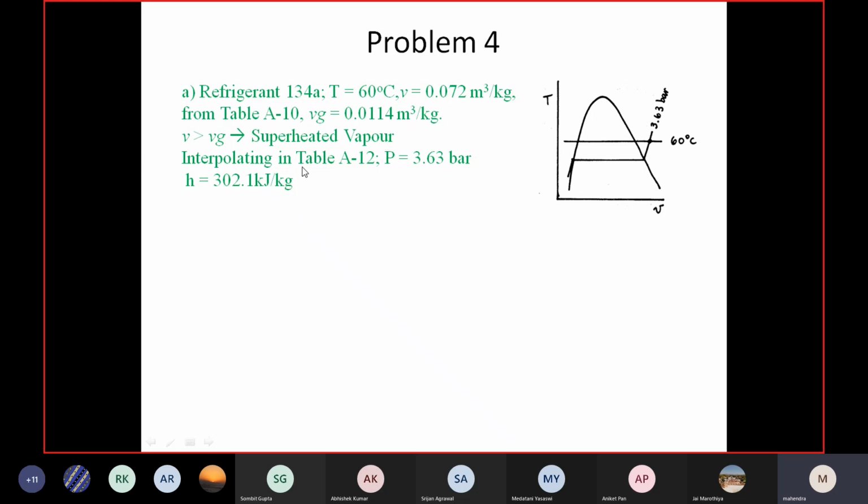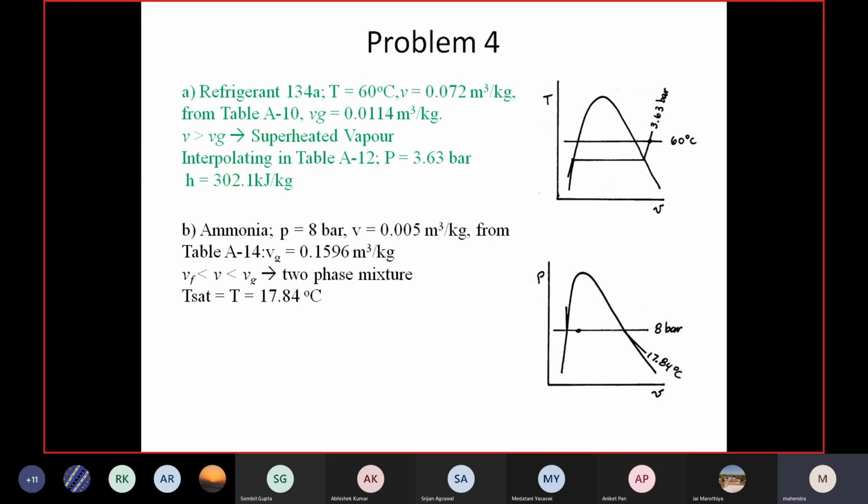Then, once you interpolate according to the data in table A12 also for this particular refrigerant, you can get the pressure of 3.63 bar and its enthalpy value. You check with the data and the tables, and you'll be able to find it easily. The next one is ammonia. Ammonia is at 8 bar, and its volume is given over here.